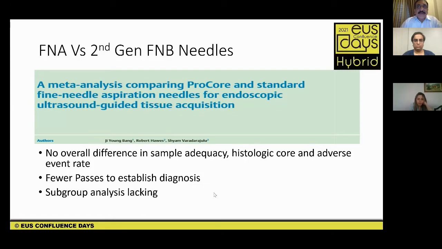Do these second generation FNB needles differ from FNA needles? There was a meta-analysis done comparing ProCore and standard FNA needles, which told us that FNA needle and FNB needle gave almost similar diagnostic accuracy and sample adequacy. However, FNB needle required fewer passes to establish the diagnosis. The biggest drawback of this meta-analysis was that subgroup analysis was lacking. That is, we didn't know whether the pancreatic tissue performed the same or whether in the cystic lesion it performed the same.